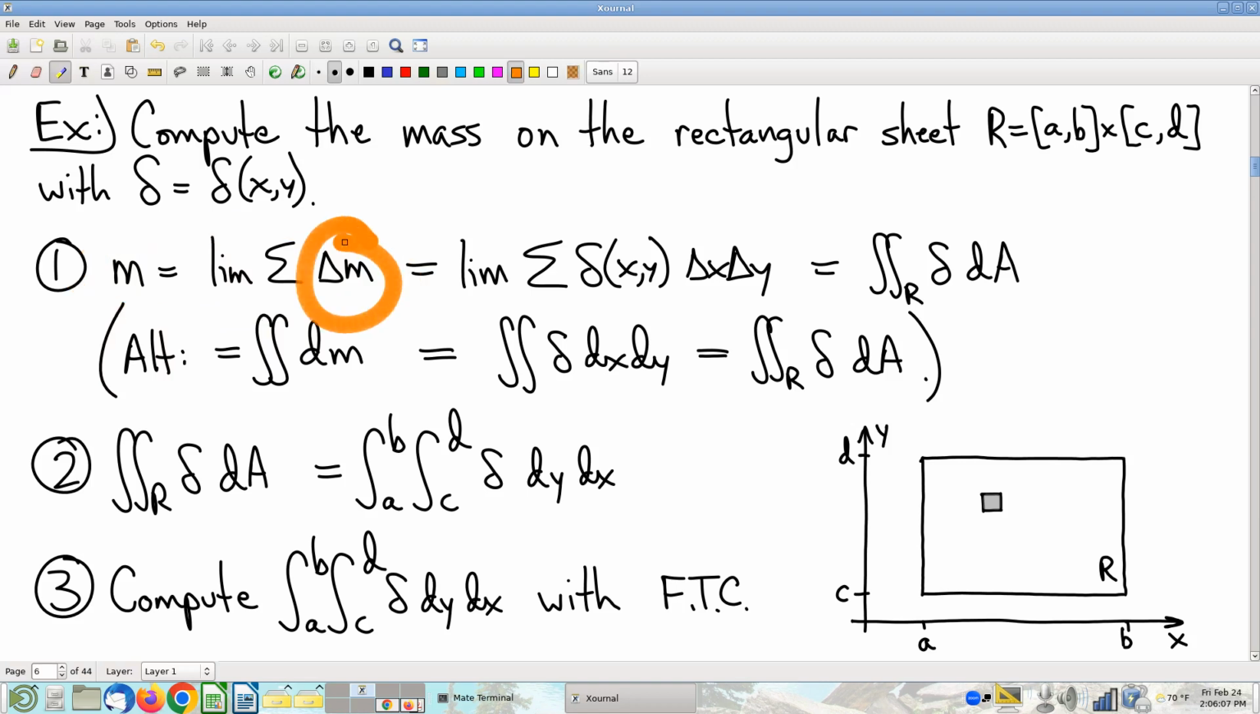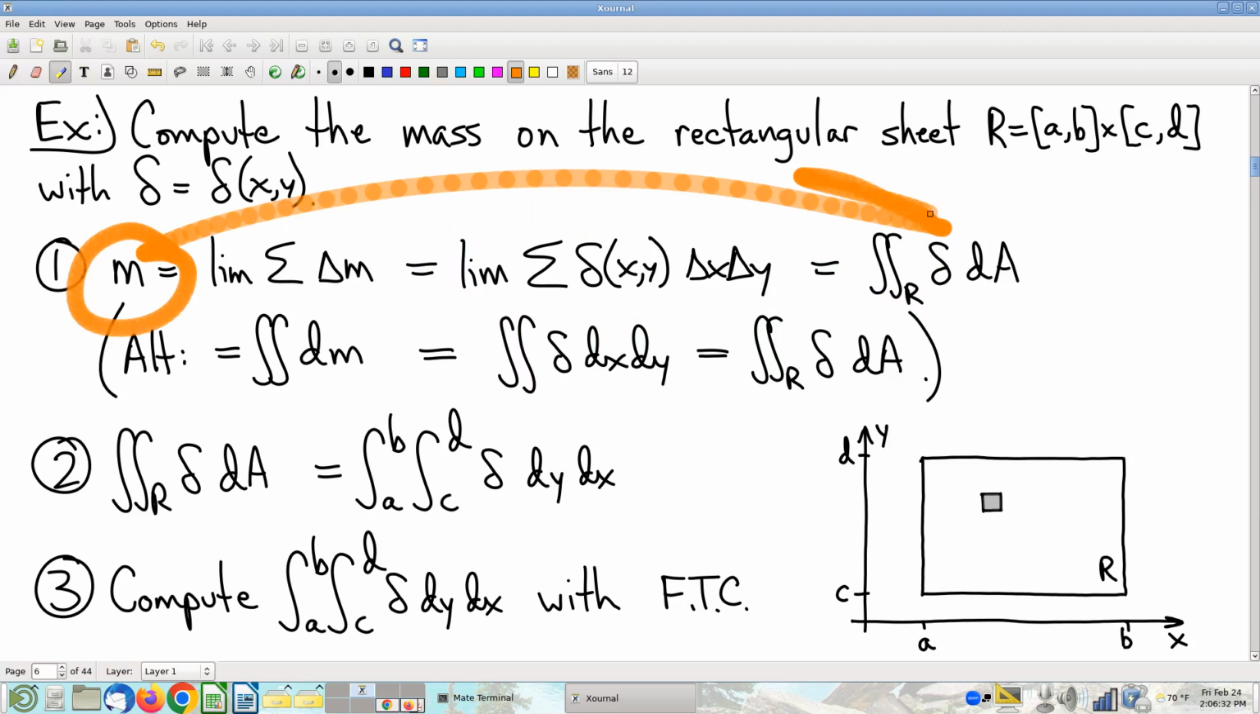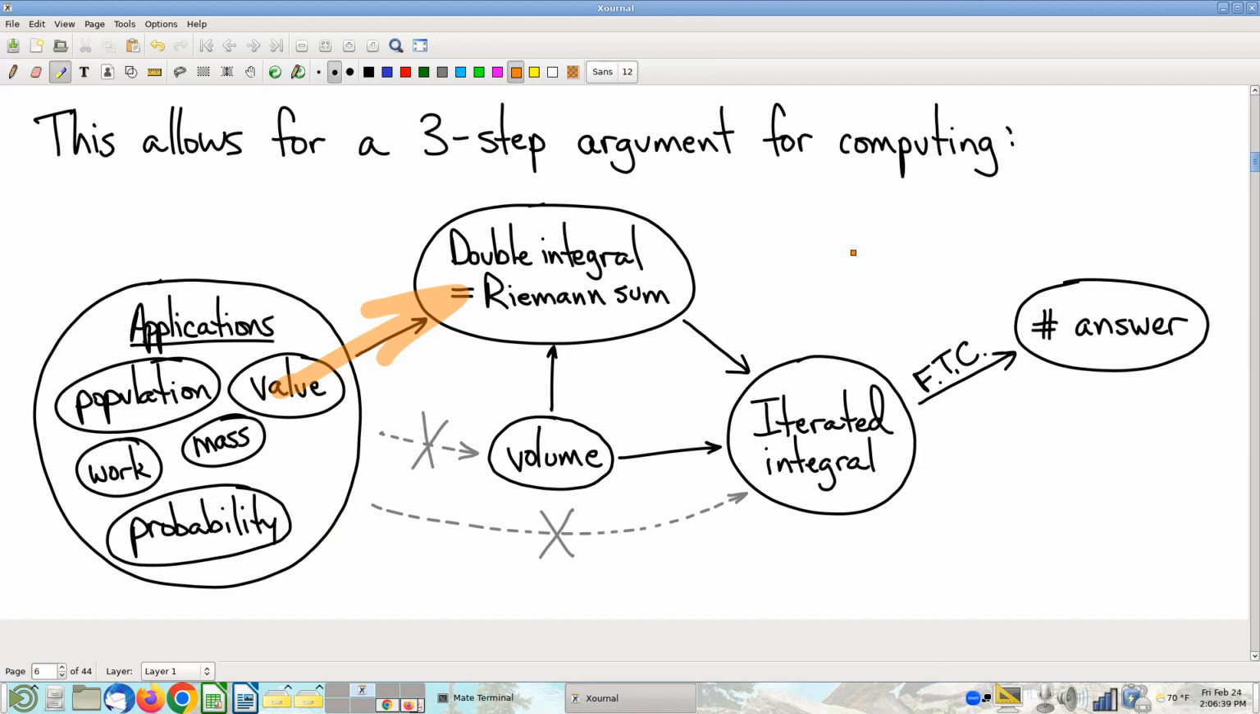In each piece, mass is mass per unit area times area. Yeah, sure. That's the definition of mass per unit area. That's what we mean by mass per unit area. And then you notice that this is the very definition of a double integral. This is explicitly a Riemann sum, and so I can write that then as a double integral. Okay, so this is step 1. That's this right here. Everybody good?